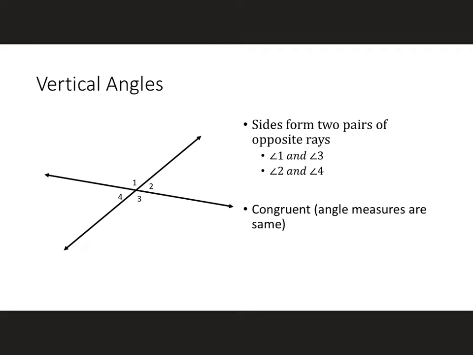Vertical angles are also formed by the intersection of two lines. Vertical angles do not have a common side, but their sides form two pairs of opposite rays. The angles have the same vertex, but they are on opposite sides of the intersection. We have two pairs of vertical angles, angles 1 and 3, and angles 2 and 4. Vertical angles are always congruent to each other, meaning they have the same measurement.